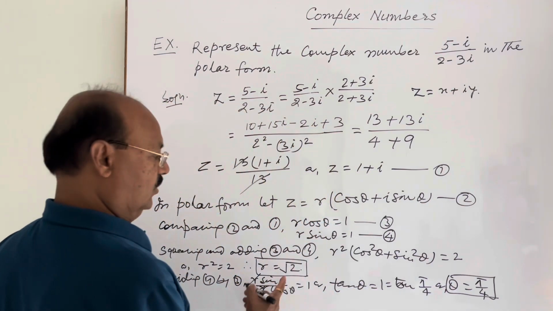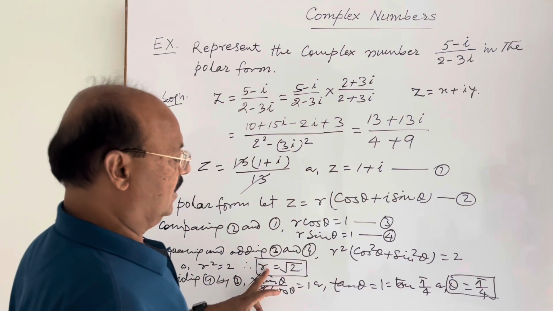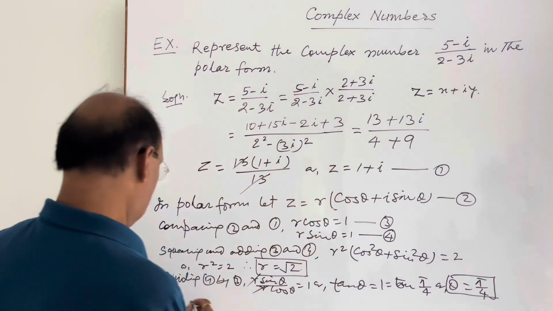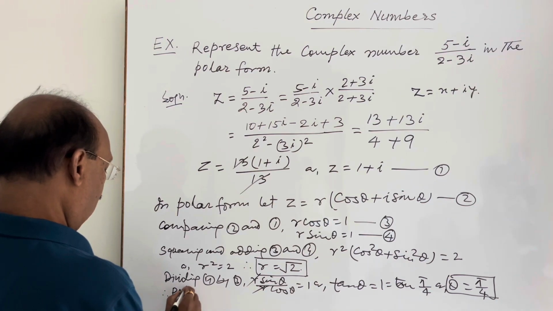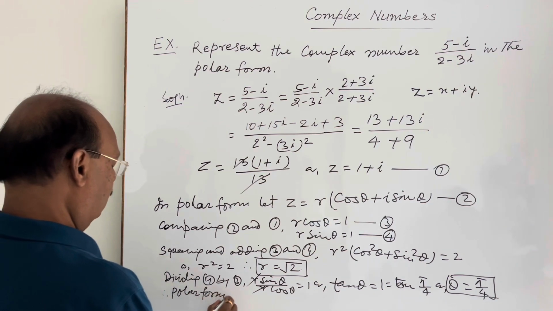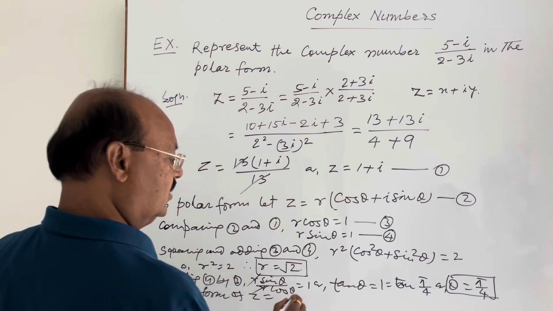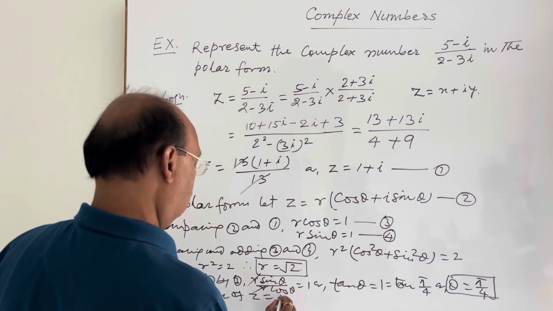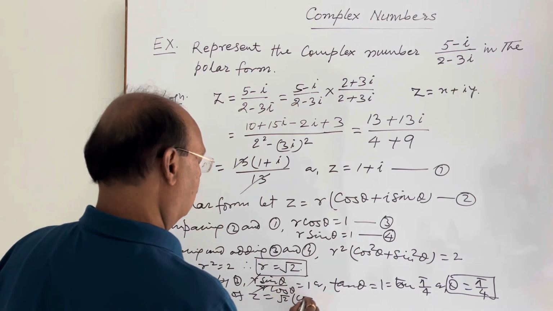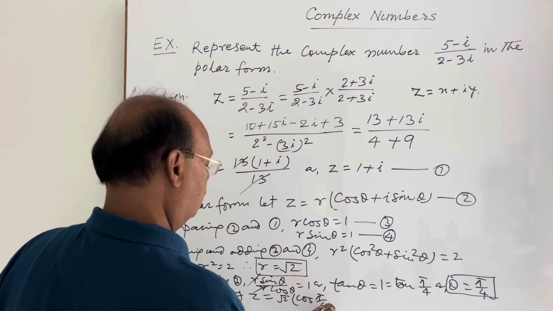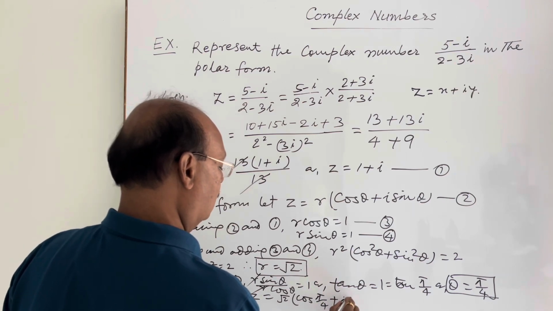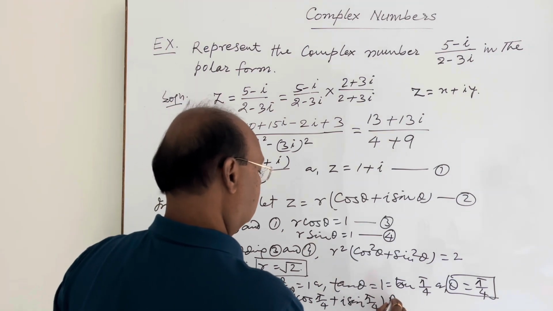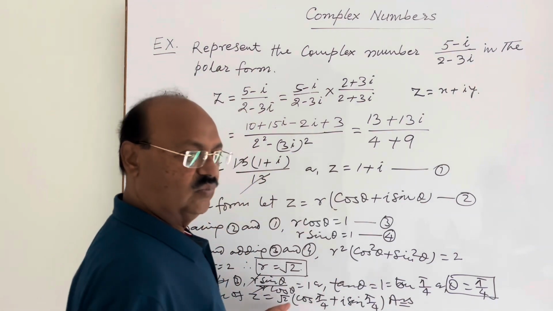So we are getting value of theta here. This is value of r. By putting the value of r and theta in relation number 2, we will get the answer. So therefore polar form of z is equal to r is root 2 into cos of theta, means pi by 4, plus i sin of theta, sin pi by 4. This is the answer. Very interesting, very simple.